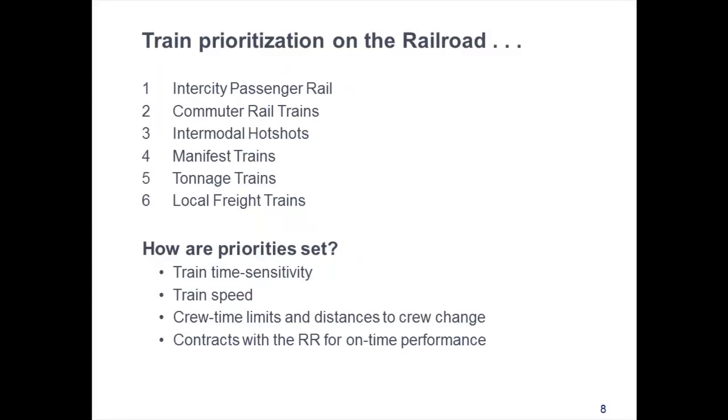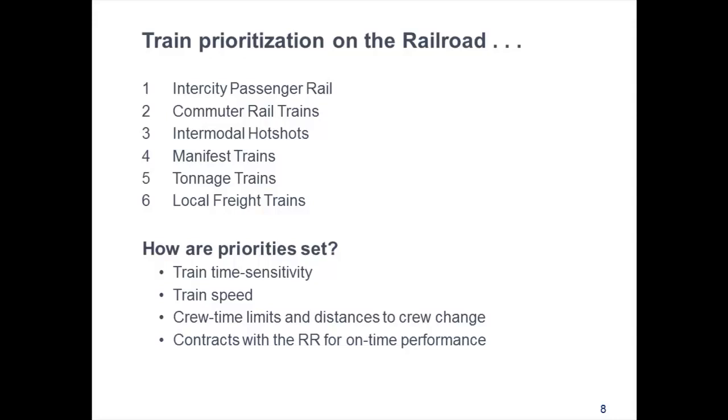Before we go to the train types, to give our audience a sense of the whole, let's address their relative priorities on the railroad. Dick, how are the priorities set? Well, the priorities as shown on the slide are generally set by 4 factors: train speed, in other words, how fast the train is going; time sensitivity of the train. Passenger trains are typically more time sensitive than freight trains. Then we have the 12-hour limit for the on-duty crew time. There are contracts for performance.